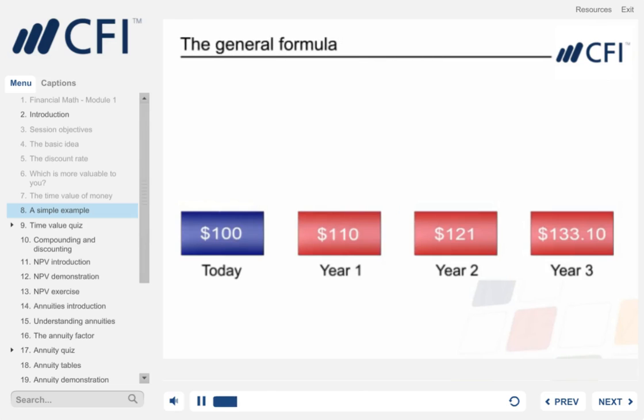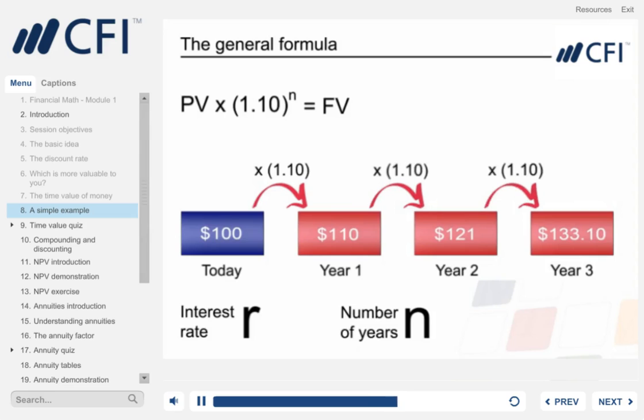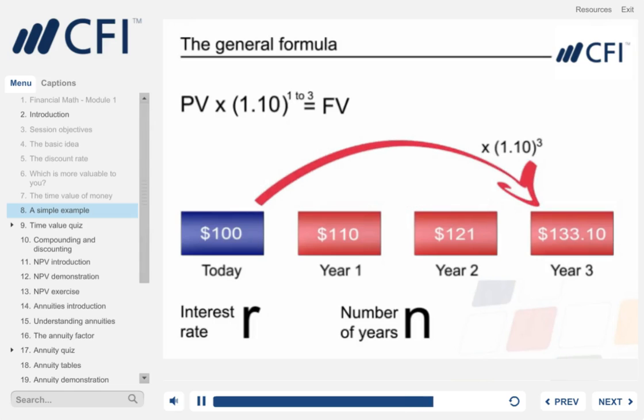We can extend the previous simple example to derive a general formula linking the future value of a cash flow with its present value, where the interest rate is R. To increase the present value of $100 by 10%, we simply multiply the present value by 1 plus 10%, which we write as 1.10. We can do this for each of the 3 years, which is equivalent to multiplying $100 by 1.10 to the power of 3. This gives us a future value of $133.10 and provides us with an equation linking the present value with the future value.